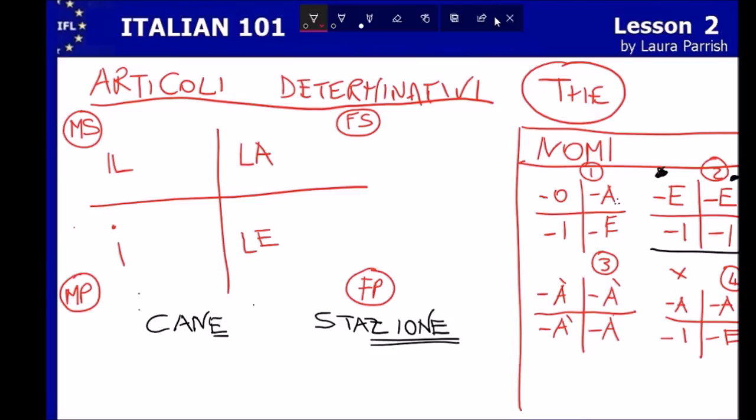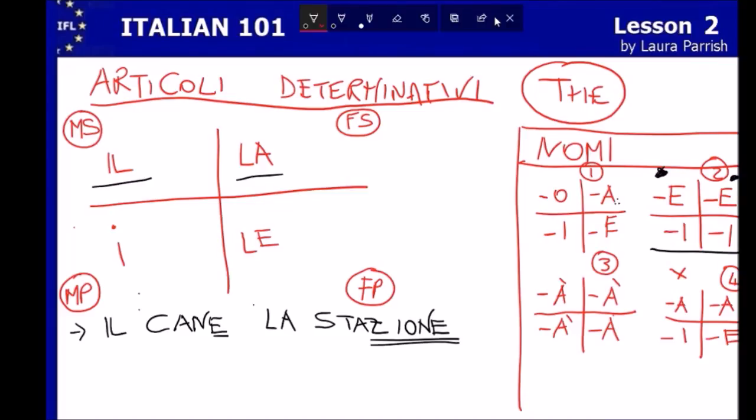So let's see cane. Here we have the word cane, that means dog. So this belongs to this second pattern. We know it's masculine because of the trick that I just told you. And because it's masculine singular, the masculine singular article is il. So it will be il cane. Stazione, we know is feminine because I told you the trick, ending in zione. The feminine singular article is la, so it will be la stazione.